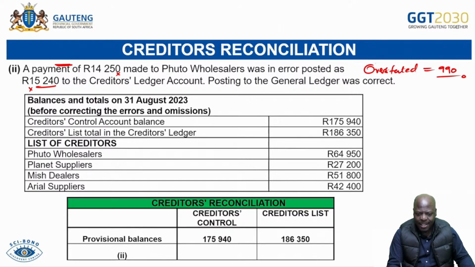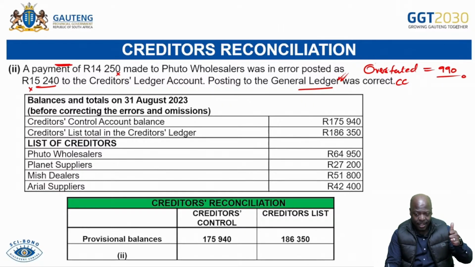Okay. So where was this? Posted to the creditors ledger. Posting to the general ledger was correct. In the general ledger, that is where we find our creditors control. So the general ledger was correct. In other words, the creditors control is not affected. So where do we go and correct? We go and correct it in the creditors list.